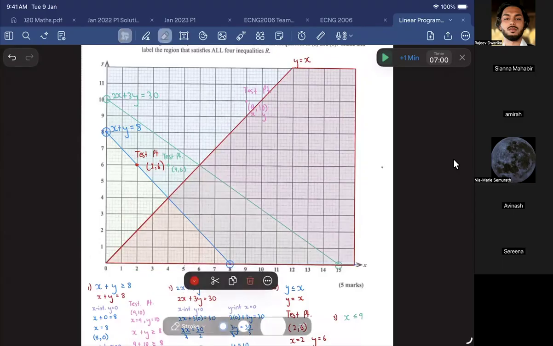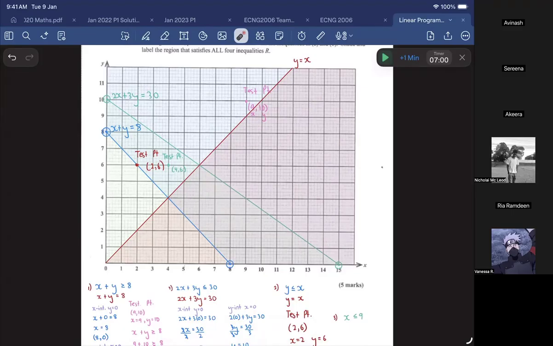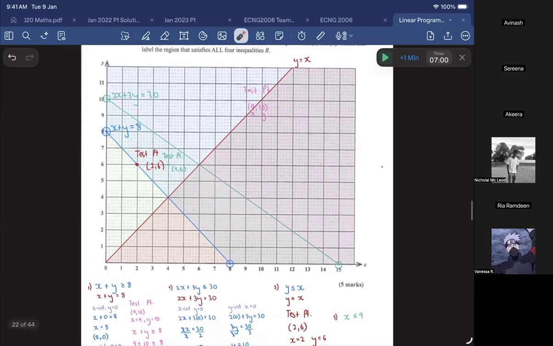Is there anybody that doesn't understand at all why I shaded that region? Talk to me. Avinash, are you confused as to why I shaded over here? No. All right. Let me do a roll call quickly. Vanessa, let me know if you understand this or not. Yes. So if you understand it, Vanessa, tell me, why did this test point not work? Why didn't I shade over here?